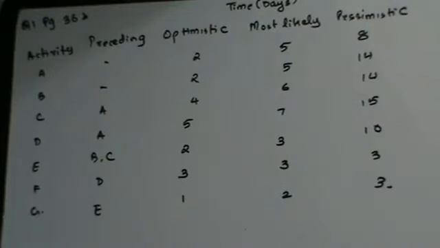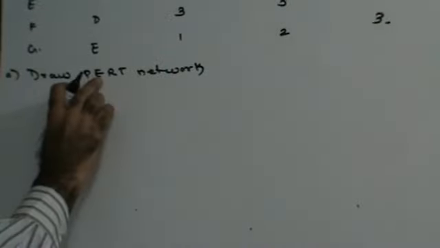Now what have they asked you to find out? They've asked you to draw a PERT network. First part of the question is draw PERT network. Now what do I understand by PERT network? We've already learned what is network analysis. What do you mean by PERT? PERT stands for Program Evaluation and Review Technique.